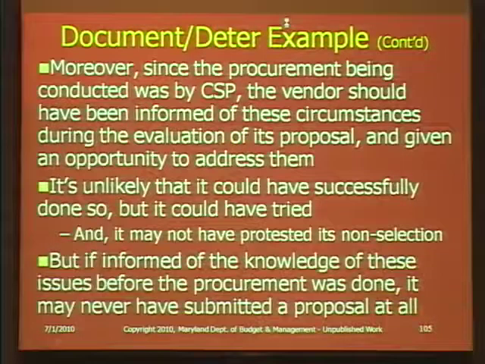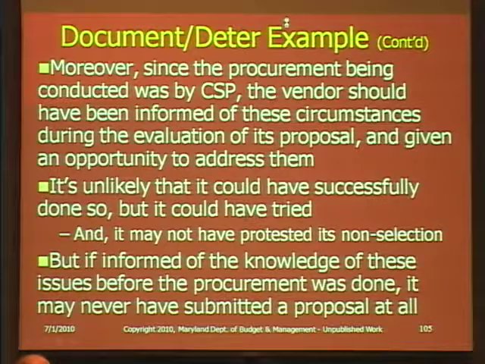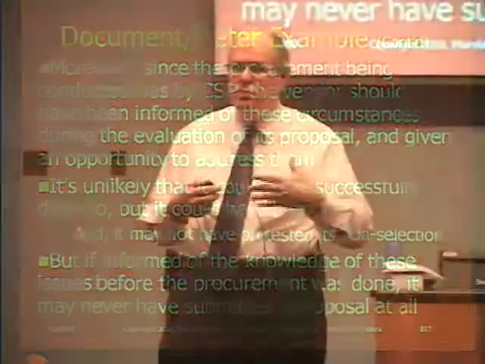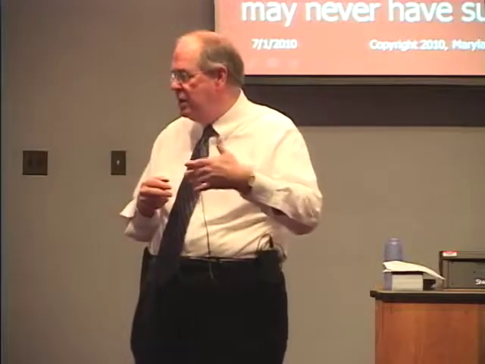Moreover, since the procurement was conducted by sealed proposal, the vendor should have been informed of these circumstances even during the evaluation. They shouldn't have just not been selected. If this was really conducted properly, those circumstances, even if they wouldn't have been told to the vendor while the contract management was in effect, should have been mentioned in the evaluation stage. So the vendor could have either rebutted them or withdrawn their proposal at that time or whatever.